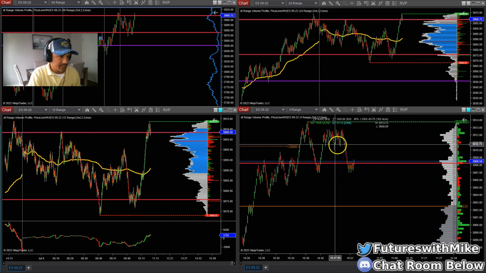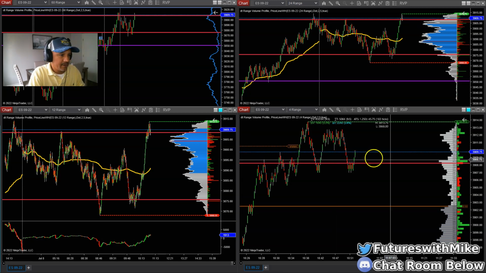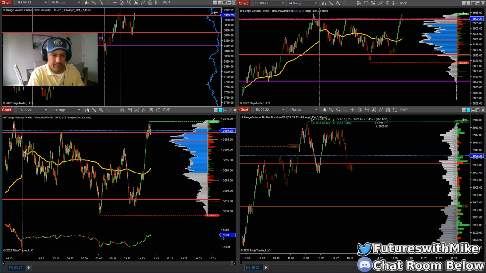I think it's going to come up to test this area right here, though, at 39.10. There it goes. Now it moves. Okay. 39.10, 39.10 and a half. There it goes. Now it's moving. All right. Quick little scalp. Another one of my little sniper entry moves.